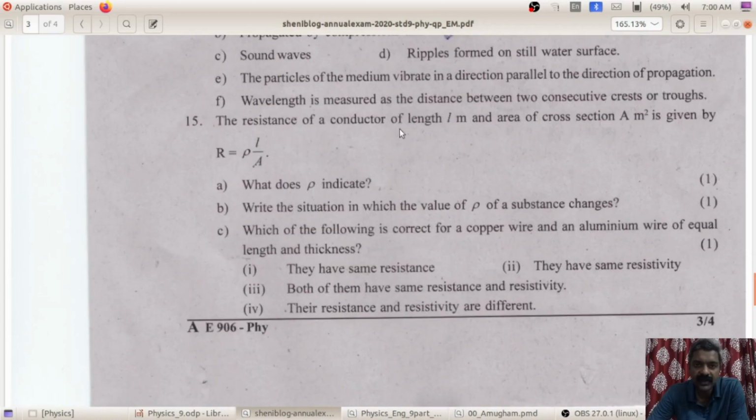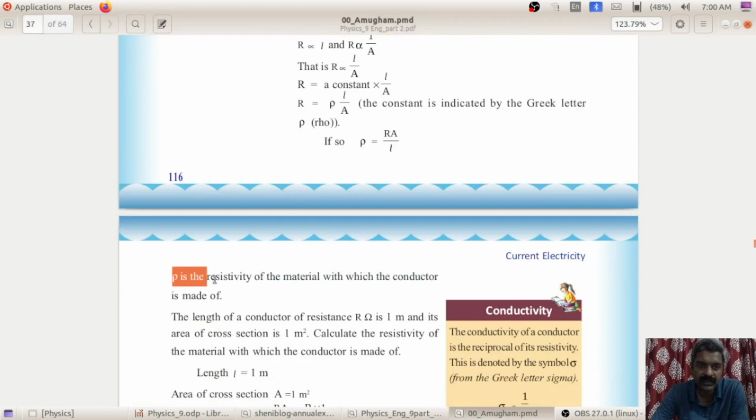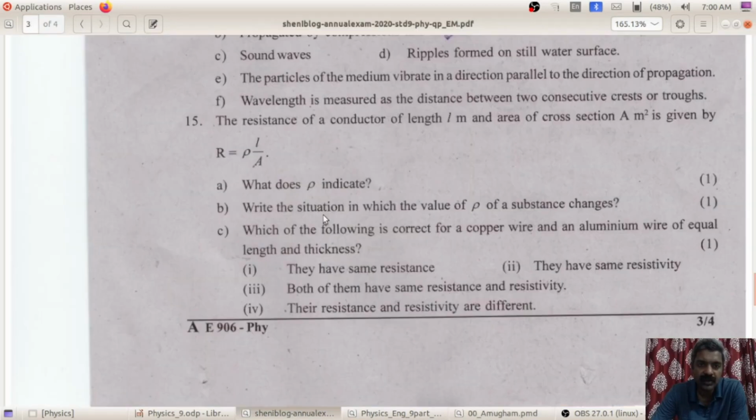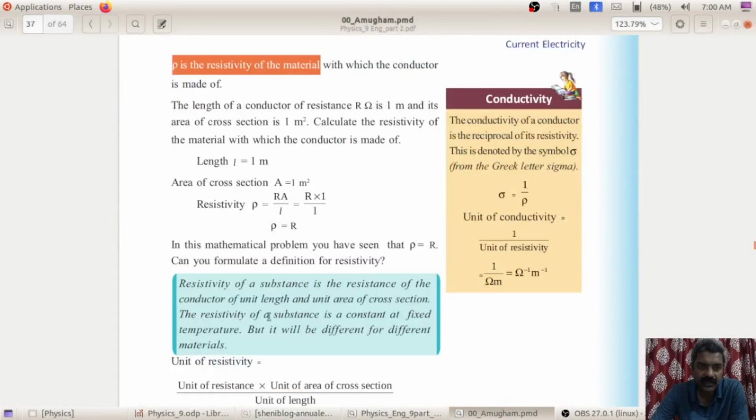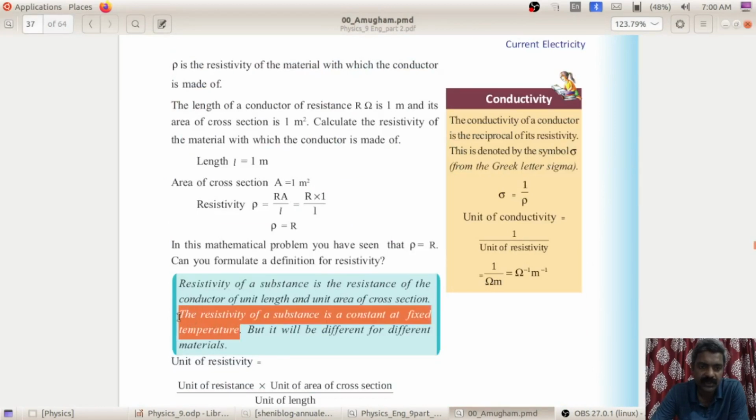The resistance of a conductor of length L meter and area of cross section A meter square is given by R is equal to rho into L by A. What does rho indicate? Rho is the resistivity of the material. Write the situation in which the value of rho of a substance changes. The resistivity of a substance is a constant at fixed temperature. So when temperature changes, the resistivity changes.